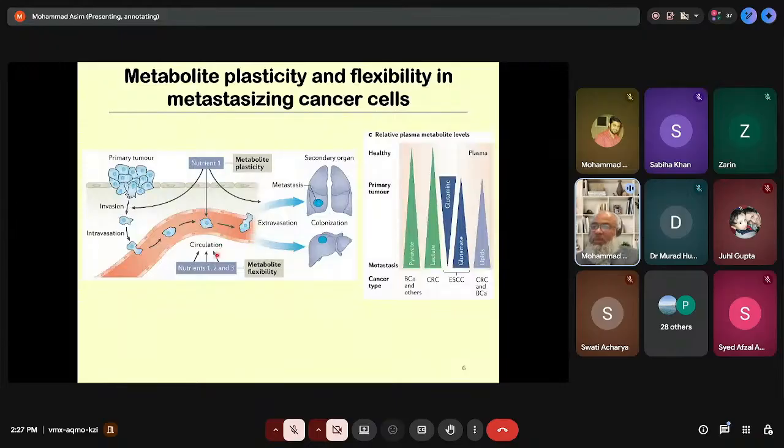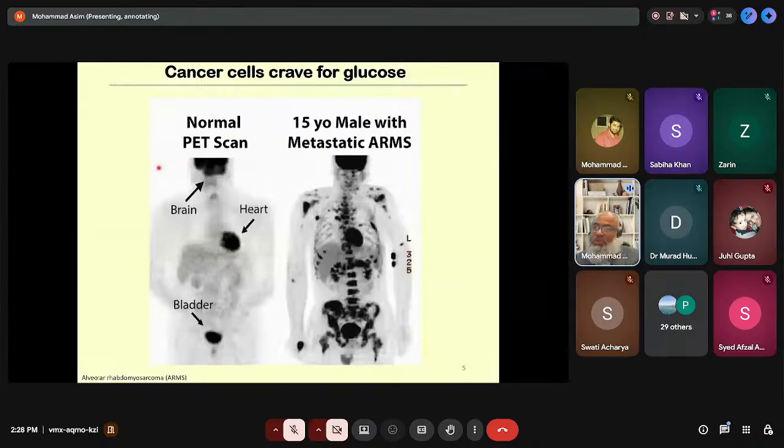You can see here they become more flexible in terms of the metabolic pathways they can switch on, and therefore which nutrients they can use. For example, nutrients 1, 2, 3 can be used while they are on their journey. When they come back to their target organs, they may switch back to their original carbon source, which is glucose. As we discussed, these black dots are cells drinking a lot of glucose, making the cancer foci visible on a PET scan.